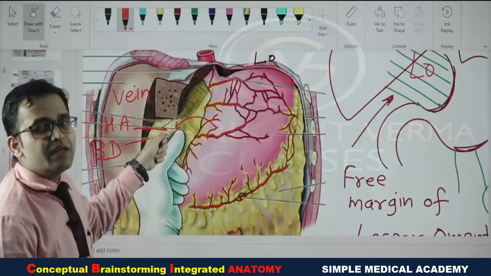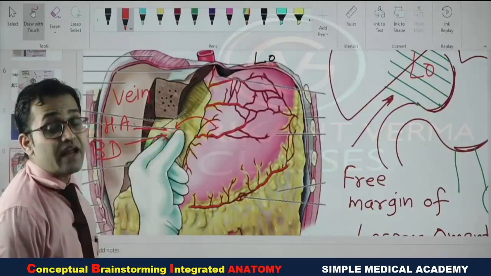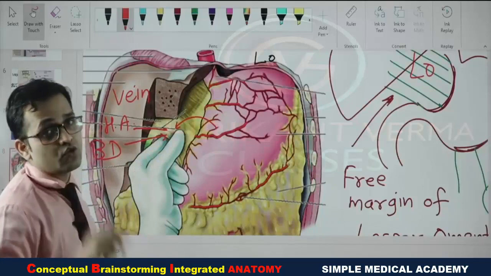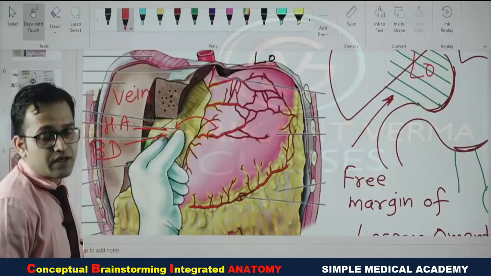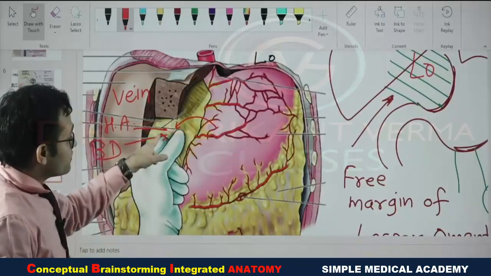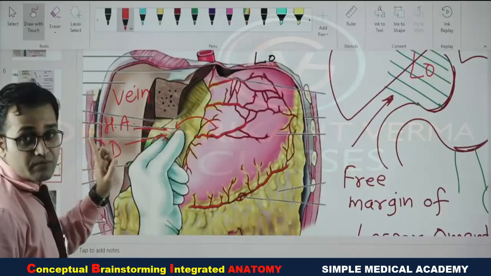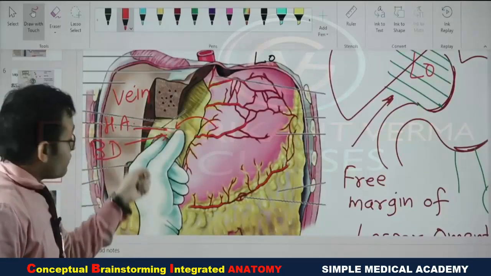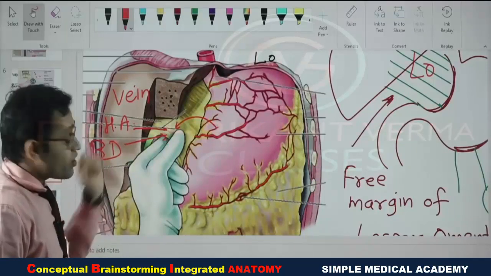So just tell me, during this Pringle maneuver, you are going through which opening? That is the foramen of Winslow. Yes, that's why this foramen of Winslow, the epiploic foramen, is important. Again, what I'm telling you: for compression of the vein, artery and duct along the free margin of the lesser omentum, during the Pringle maneuver, we are inserting the finger through the foramen of Winslow.